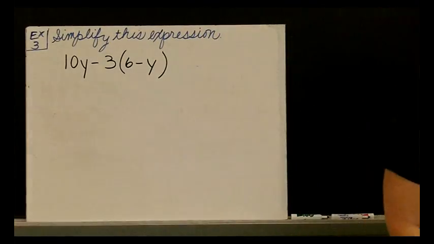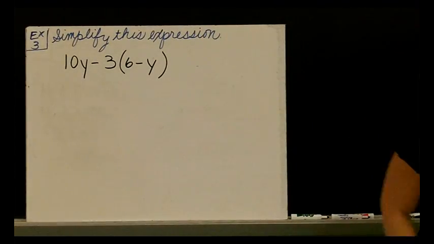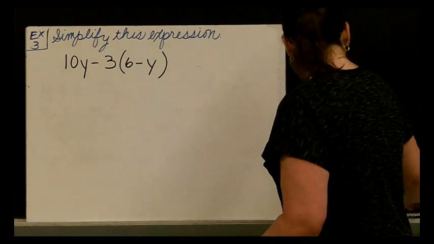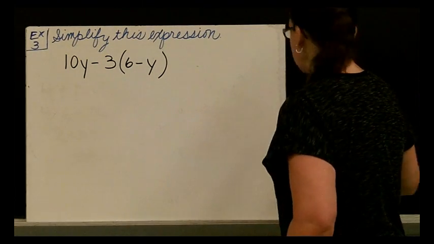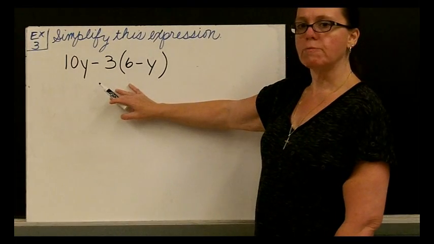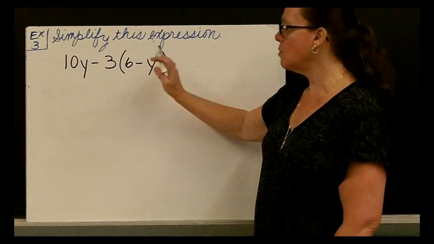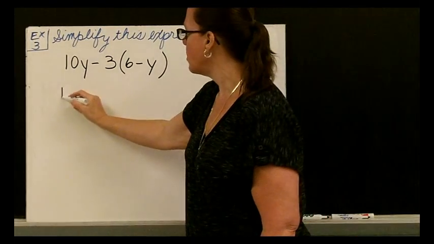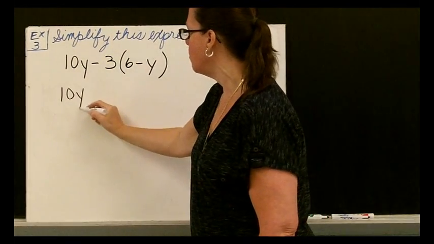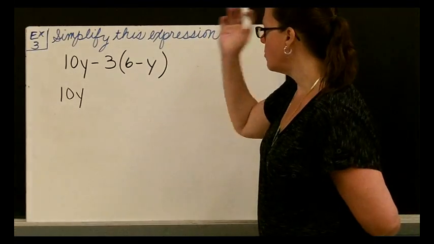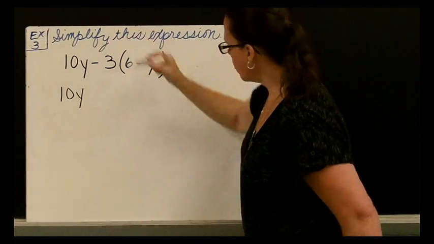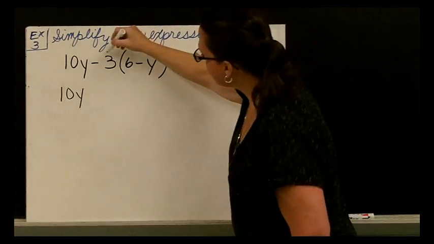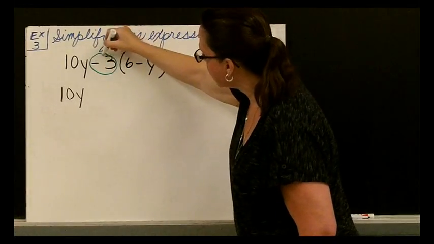We're going to do the same thing in our third example, but what we have in our third example is that we are adding in the distributive property. The rules of PEMDAS tell us we have to take care of our parentheses first. So I'm just going to bring down this 10y, and now let's take care of the distributive property. Here we have a negative 3. It's important to see that.